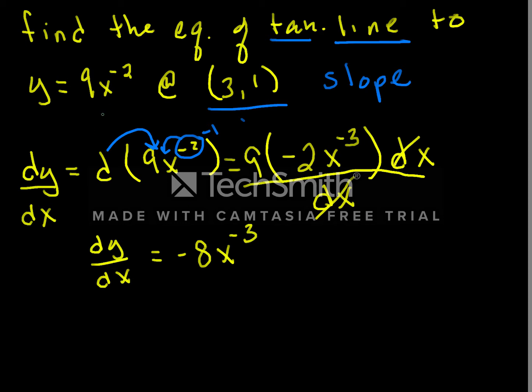Do enough of these and you'll be able to do this in your head. This is actually a pretty straightforward one. Practice makes perfect. So great, we found the derivative. We're not done yet because the problem is to find the equation of the tangent line. So we need the slope of the curve at this point. So when x is 3, what is the slope?